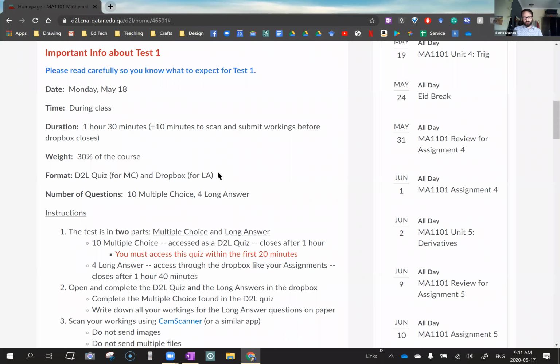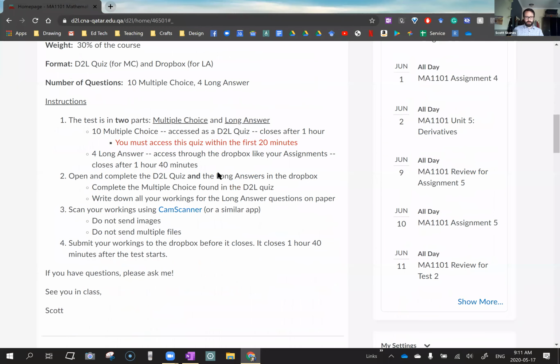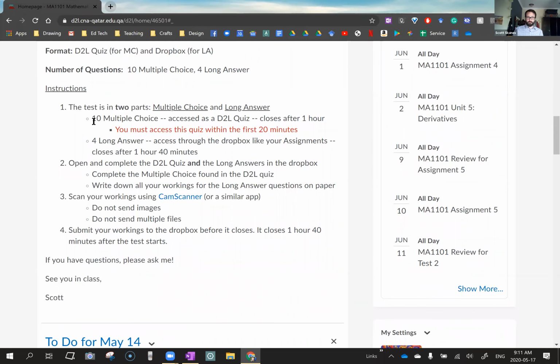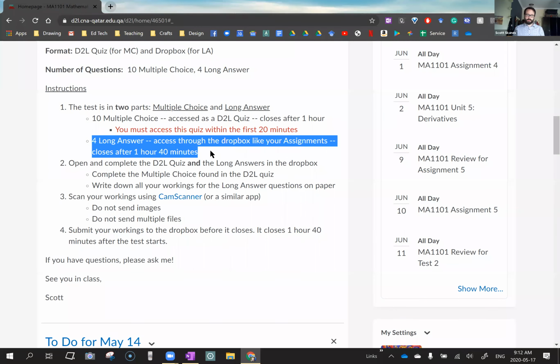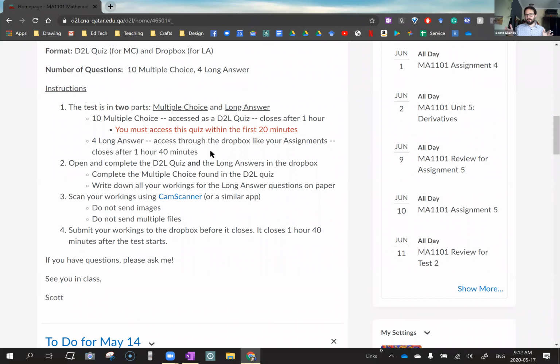Long story short, and it's all written here, and I'll read it so we're very clear on this. Multiple choice is accessed as a D2L quiz. It closes after 1 hour. So it has 1 hour for you to complete the quiz. Once you open it, you have an hour. You have to access it within the first 20 minutes though. It's locked after that. 4 long answer questions. They're accessed through the Dropbox, just like your assignments. And just make sure you finish that within the end of the classroom period, plus 10 minutes just to make sure you get everything done.